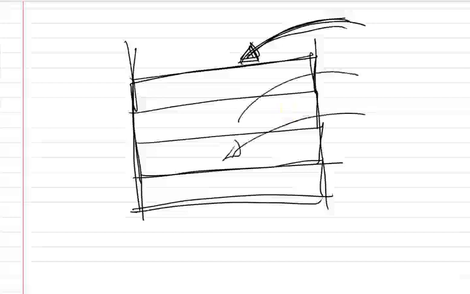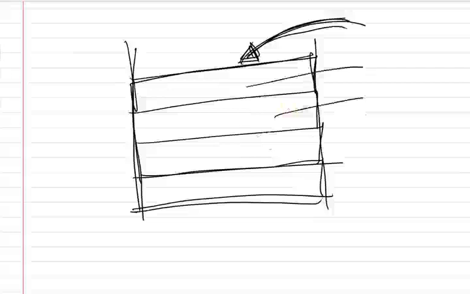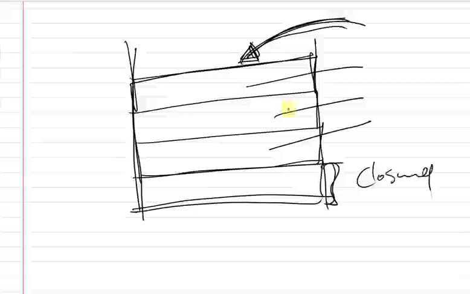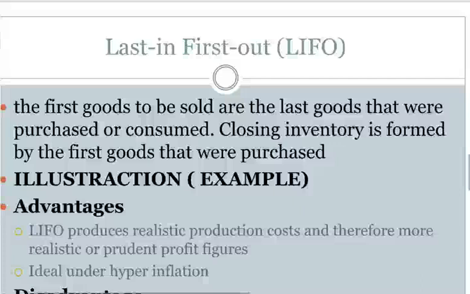Because of this, if you have sold this one, this one, and this one, the last part you haven't sold means that our closing inventory will be formed by the items that were actually purchased first. So that's what we mean. With this, let me illustrate with the same example that we did with FIFO.